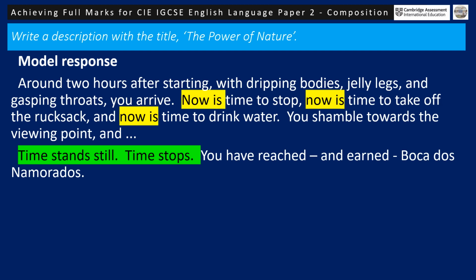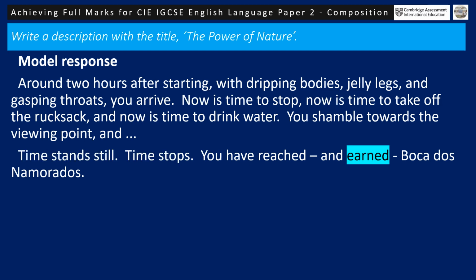Notice the repetition and short sentences for effect within my final few paragraphs to indicate the significance of finally reaching my goal. Given my scathing comments about the car-hired tourists, the verb earned is significant, thus separated within dashes to highlight its importance. The final sentence has an air of finality about it, as I once again reference the full name of the viewing points. You have reached and earned Boca dos Namorados.